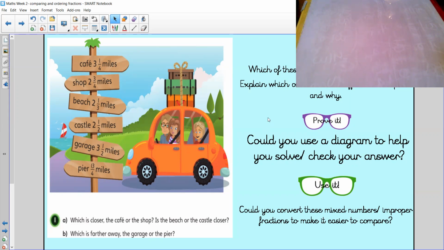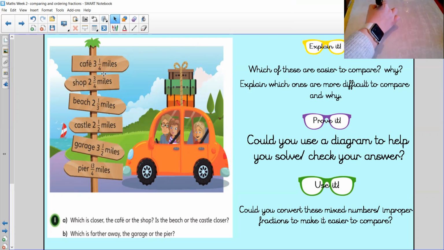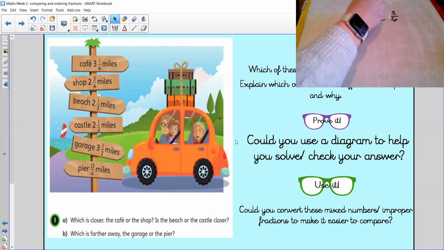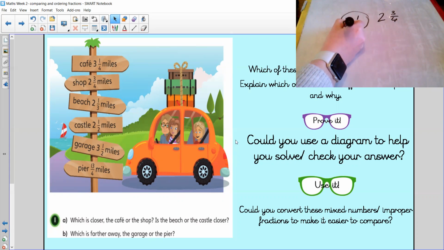So the cafe here is 3 1/4. And the shop is 2 3/4. Now, I would guess straight away that this one is furthest away. It's the longest distance. How do you know that? Because I'm simply going to look at my wholes. 3 wholes is larger and a longer distance than 2 wholes.